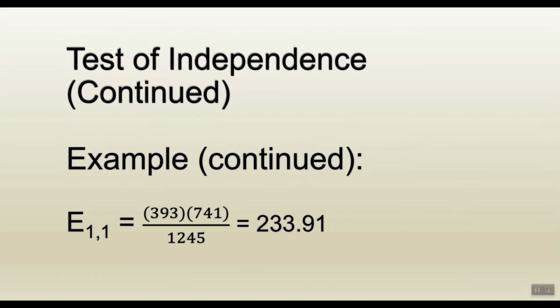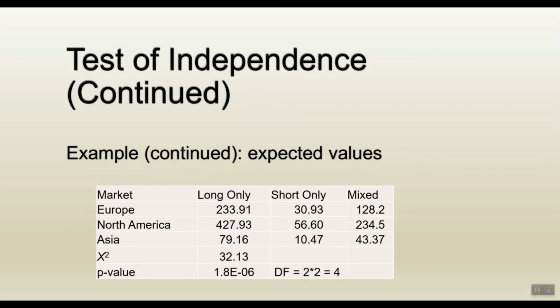Now, based off of my calculation formula, I have to use the row total for row 1 times the column total for column 1 and divide by the grand total, which is 1,245. My expected value at row 1 and column 1 equals 233.91 based off of this formula. And similarly, I can calculate all of them. And then my chi-square can be calculated, which is 32.13.